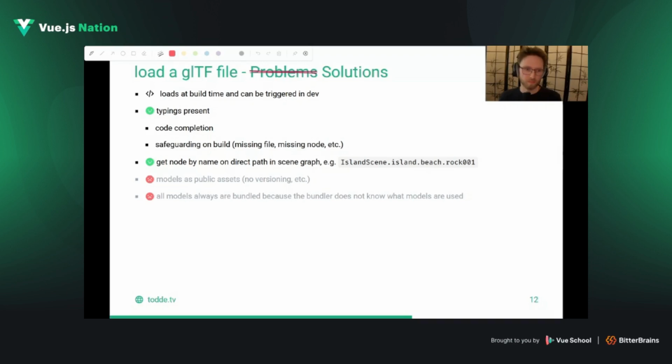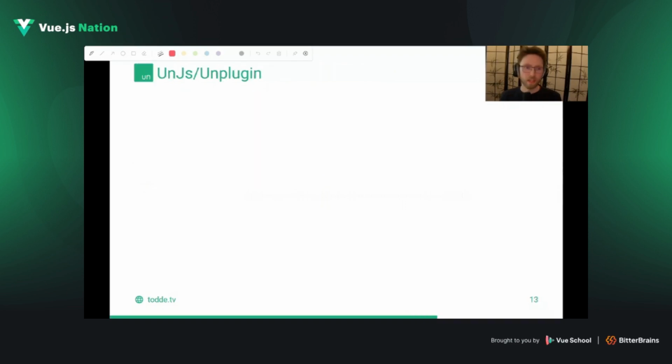All easy as that. Also, the models are now in the source assets folder, so we can version them, and only the models we are using get in the bundle directory at the end. So that's cool. That's awesome. Now we have a Vite plugin for Vue.